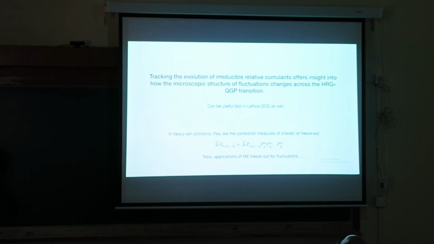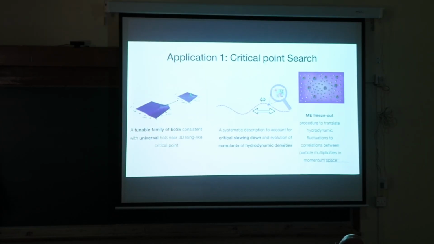So that was for lattice QCD. But for heavy ion collisions, we now have a freeze-out procedure telling you that if you know the hydrodynamic correlations at the freeze-out hypersurface, what the corresponding correlations of particle multiplicities in momentum space should be. So delta G hat is a function of the phase space coordinates of the particle species at freeze-out. We want to use this now for applications to heavy ion collisions. The first one is what it was intended for when we made it: the critical point search. What we are planning to do, and are in the process of doing, is the following. We start with a tunable family of equations of state which can describe the QCD equation of state near the critical point.